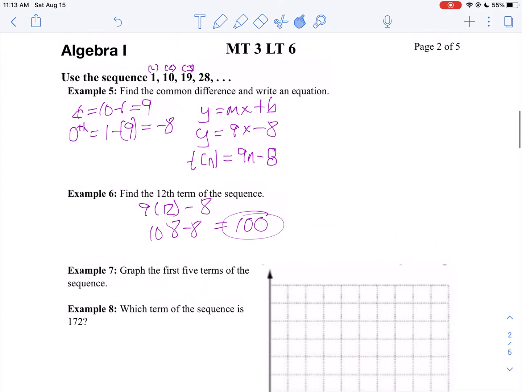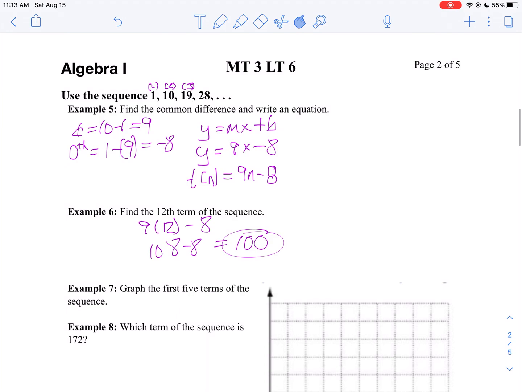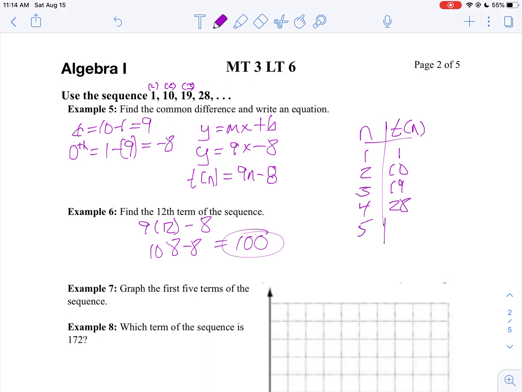I want to graph the first 5 terms of my sequence. Well, I know my 0th term is -8, but I don't have that option. So I'm going to go 1, 2, 3, 4. Well, what comes after 28? I think I'm going to make my table over here. So I have n and t of n. My first term is 1. My second term is 10. My third term is 19. My fourth term is 28. So my fifth term, 28 plus 9, would be 37.